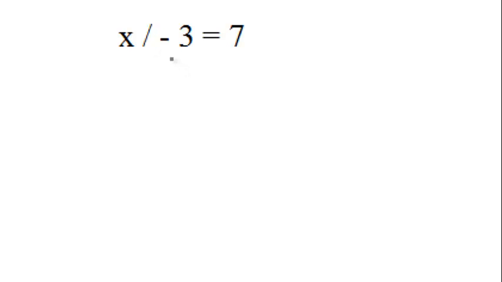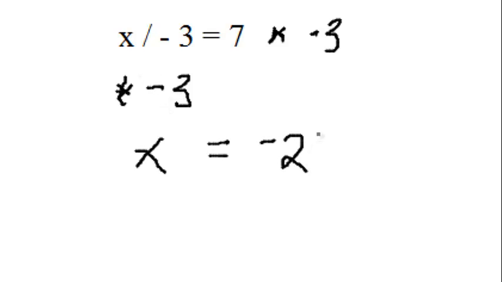x divided by negative 3 is equal to 7. Now in this one, we have to be really careful and we have to know the rules of positive and negative numbers. In this example, the way we get rid of divided by negative 3 is to multiply both sides by negative 3. Divided by negative 3 times negative 3 gives us 1. So we end up with x equals negative 21.